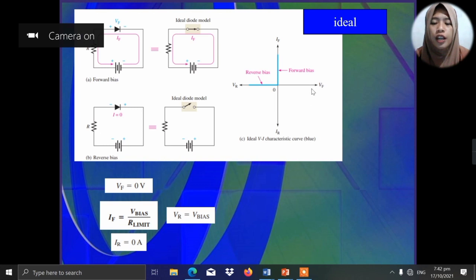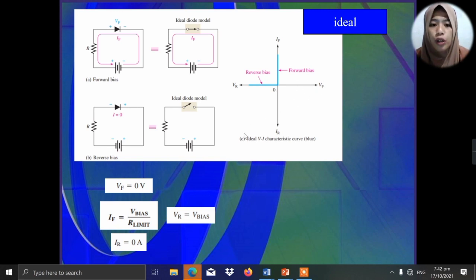As you can see here, ito yung curve natin or graph natin for the ideal. This positive horizontal axis indicates na itong VF natin, voltage at the forward, is equivalent to 0. Kaya VF natin is equals to 0 volt.